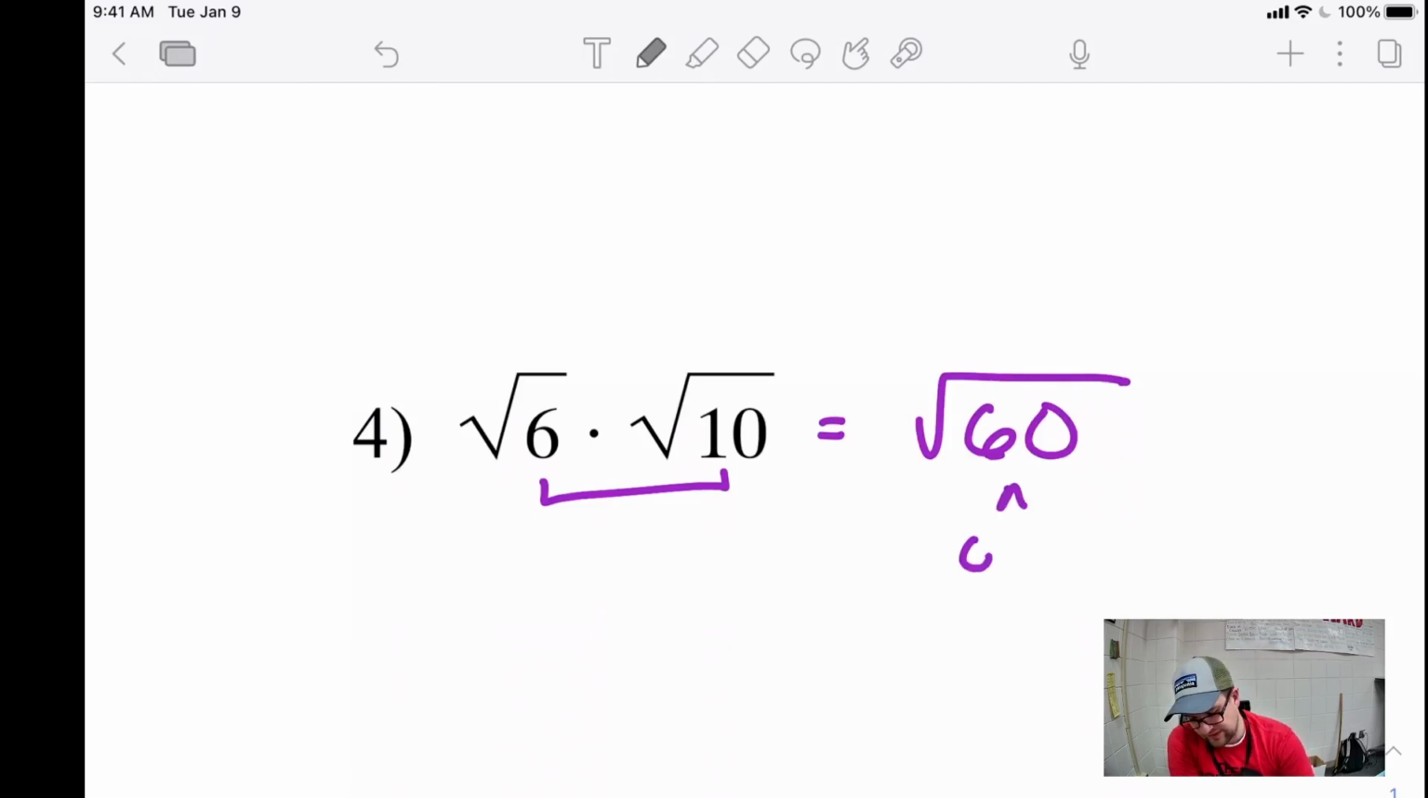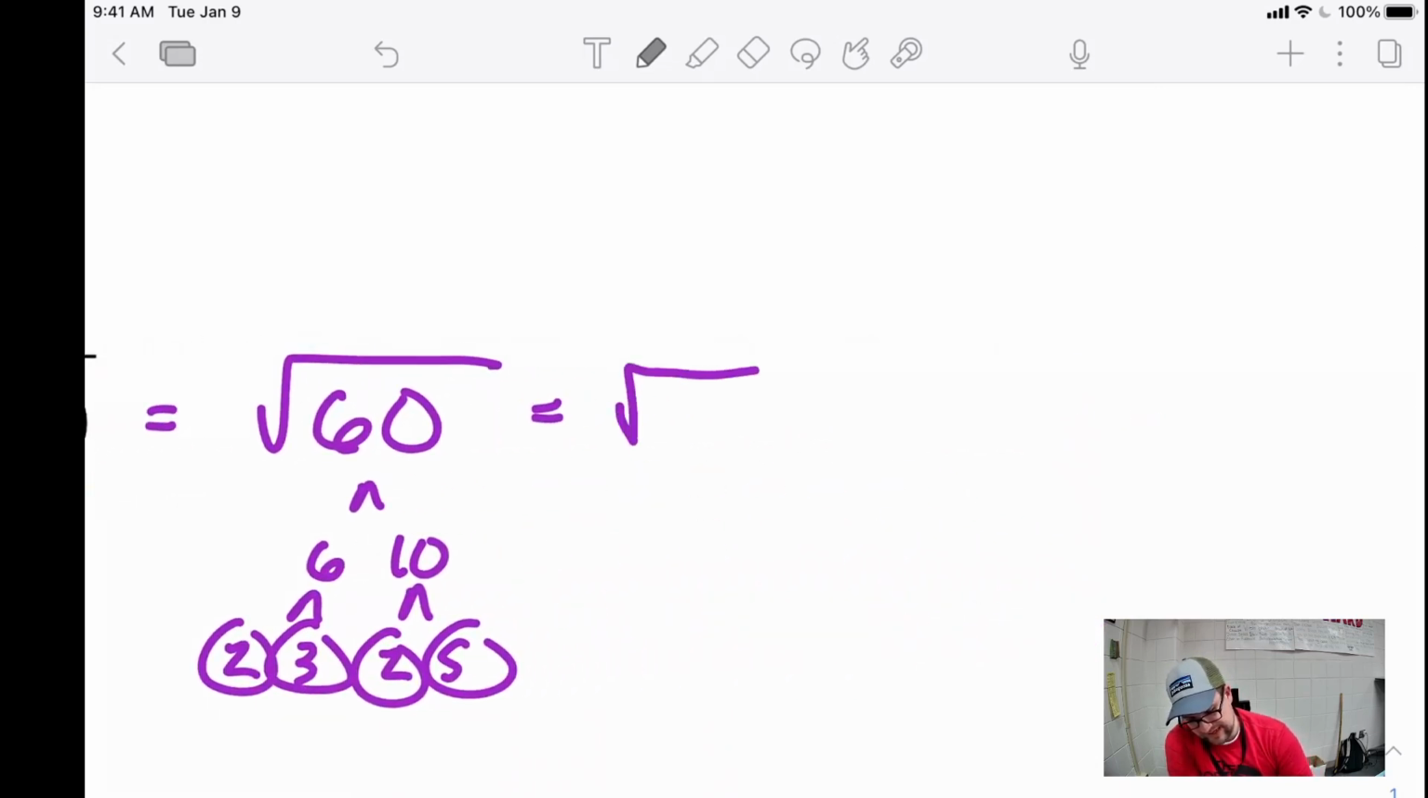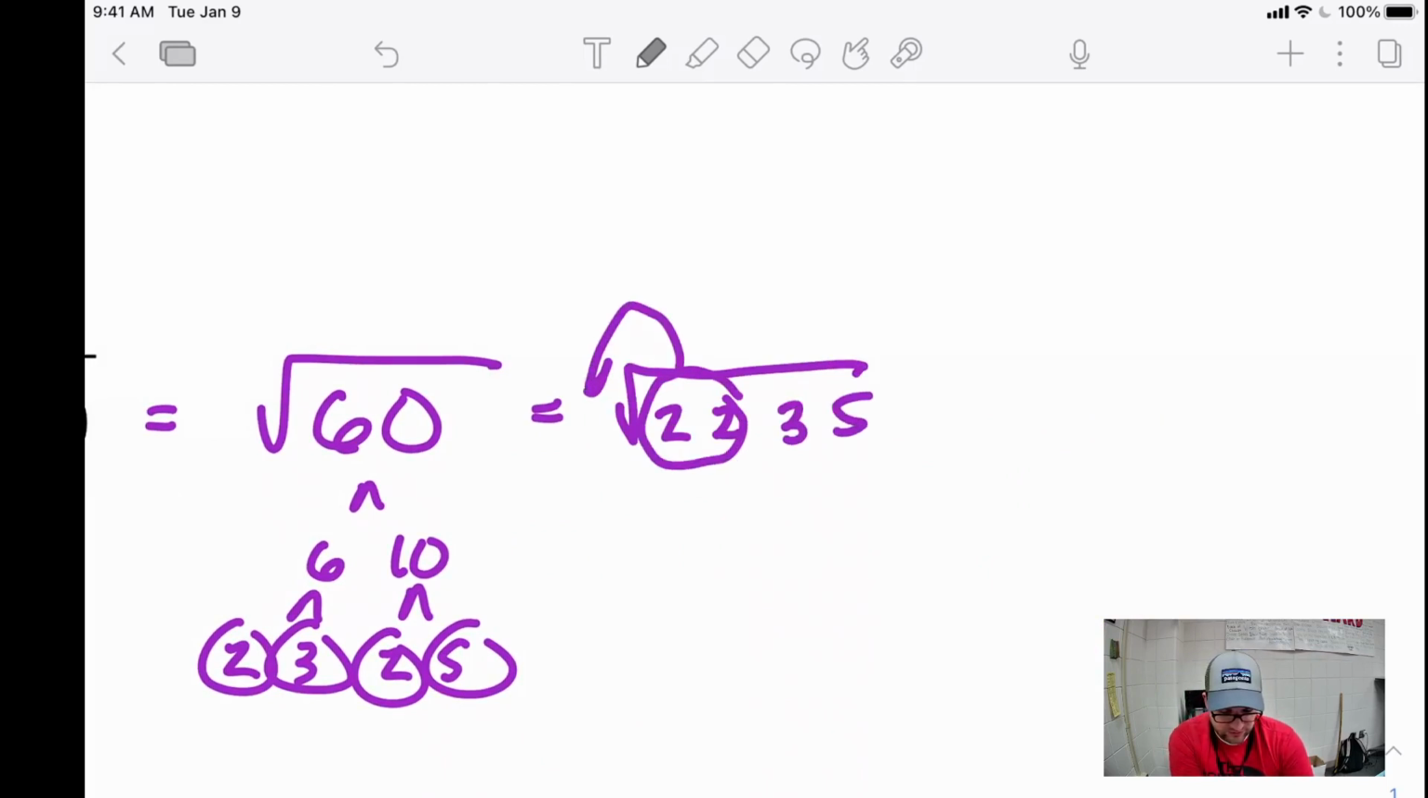So 60 is 6 and 10. 10 is 2 and 5. 6 is 2 and 3. So we can rewrite the square root of 60 as 2, 2, 3, 5. Here we have a 2 for 1 special, so we can pull that out. And then the 3 and the 5 were left inside, so we multiply them back together to get 15.